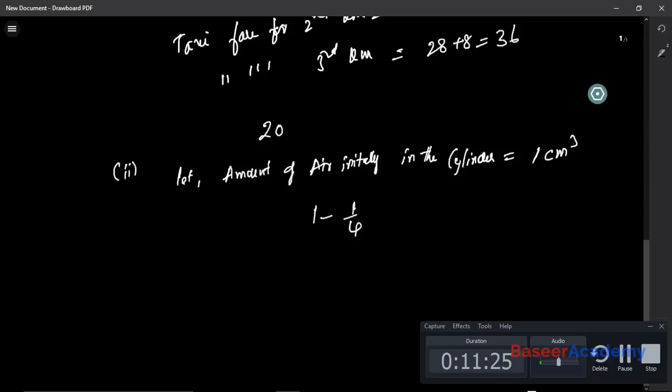1/4 is getting removed. What is 1 minus 1/4? 4 into 1 is 4. 4 minus 1 over 4, this is 3/4, right? Now after I remove 1/4 of the air from this cylinder, the available air in the cylinder is 3/4.